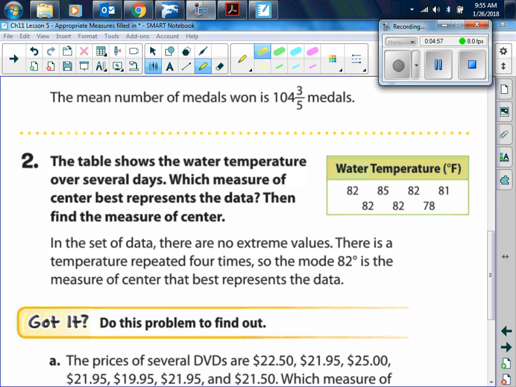So let's just go through our list again. Does the data have any extremes? No. Are there any big gaps in the data? No. Does the data have any repeated numbers? Yes. The data has 82 repeated 4 times, right? So, if we have repeated data, what are we going to use? The mode. Very good. So, the mode is the best measure, and the mode is 82.